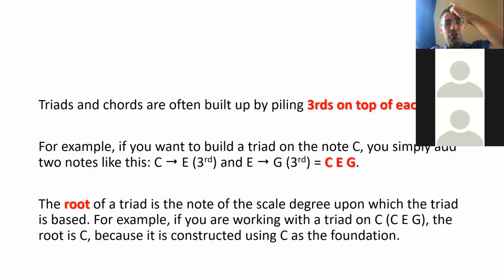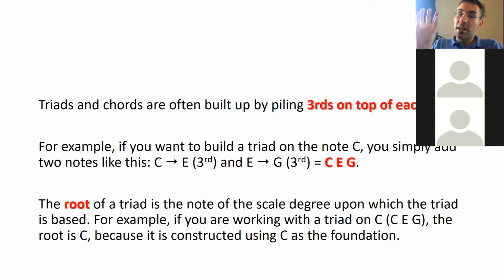The root of a triad is the note of the scale degree on which it is based. So if we're looking at the chord C, E, G, like you see on your screen now, the root of that chord is C, because we started with the note C and then we went up a third and then we went up another third. So the root note, the most important note of that chord, is C.